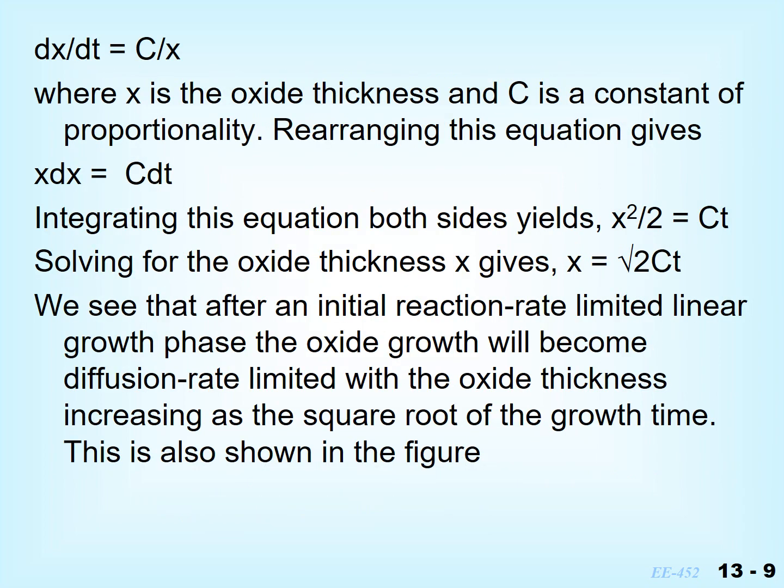So we can always find that dx/dt is a certain constant of proportionality C divided by x, which is the oxide thickness. If we rearrange and integrate it, it will become x squared upon 2 equals C times T, where T is the time, and we can further derive the oxide thickness equal to the square root of 2C times T.